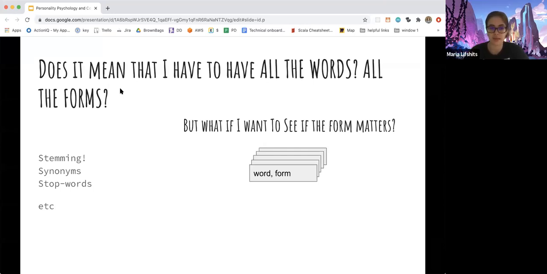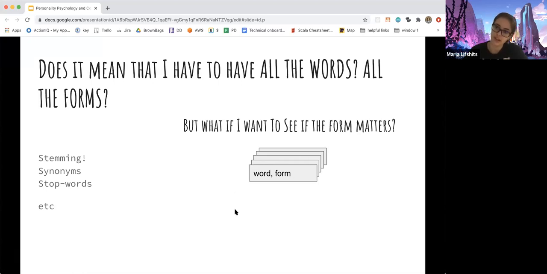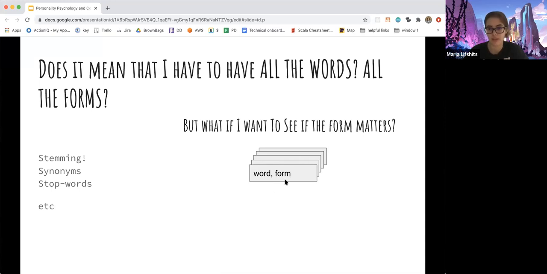Okay, so we can stem, we can find synonyms, we can do stop words, we can do so many other things, but what if you actually want to look at the word form? Like you don't want to lose it, you don't want to just have an infinitive. And the answer is one of the greatest things about computer science is that you can have multidimensional data. So you can include word and form as pieces of data and look at both of them when you're doing research. And if the form is meaningless, then it won't affect it. But if it is meaningful, then it will treat it as different things.